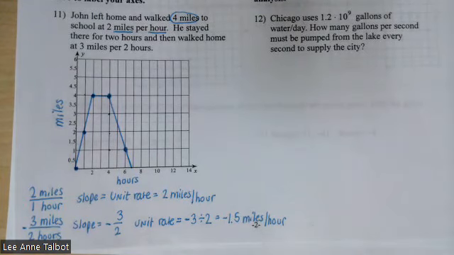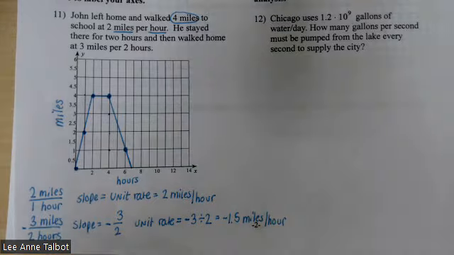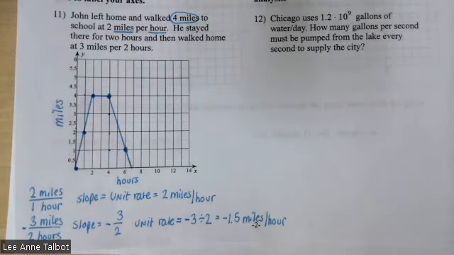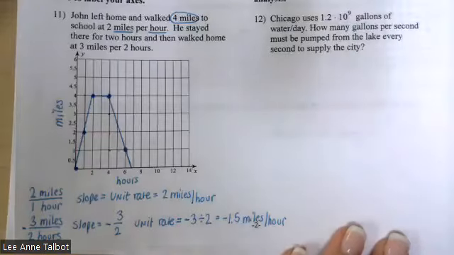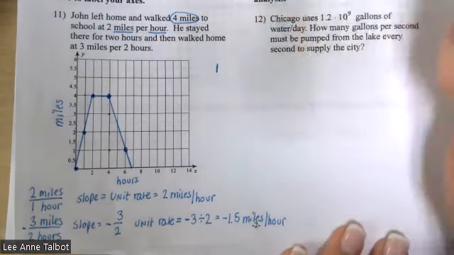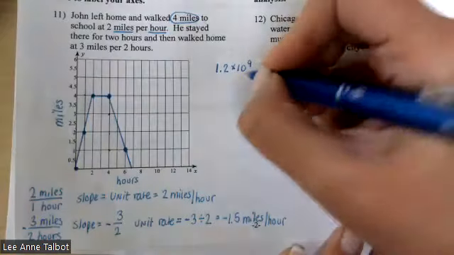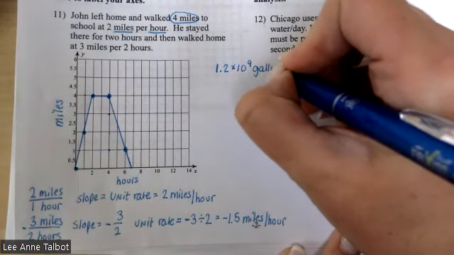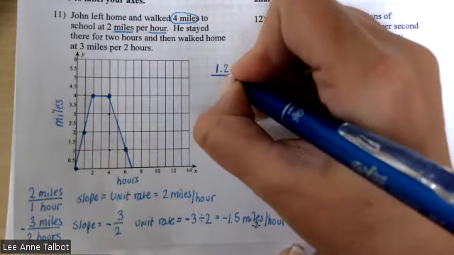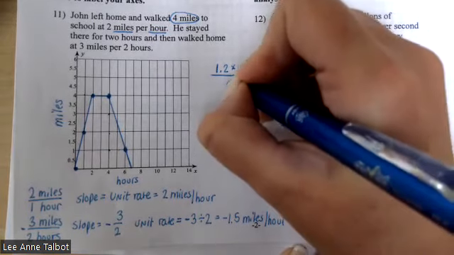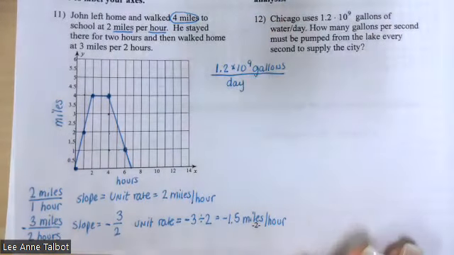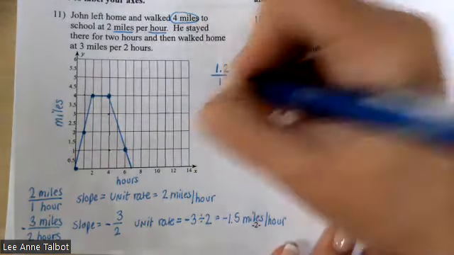Okay, last one. Chicago uses 1.2 times 10 to the 9 gallons of water per day. How many gallons per second must be pumped from the lake every second to supply the city? That's a lot of water, by the way. I'm going to start this problem over here. 1.2 times 10 to the 9 gallons per day. 1 day.